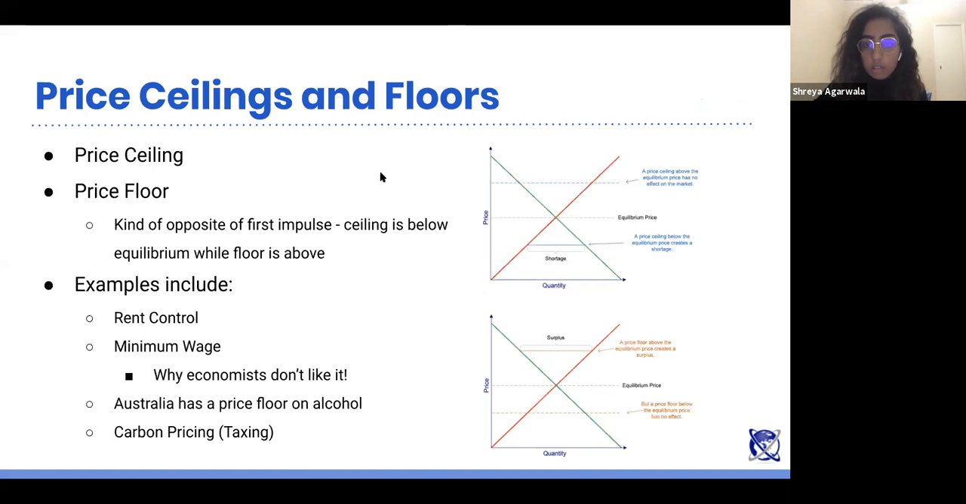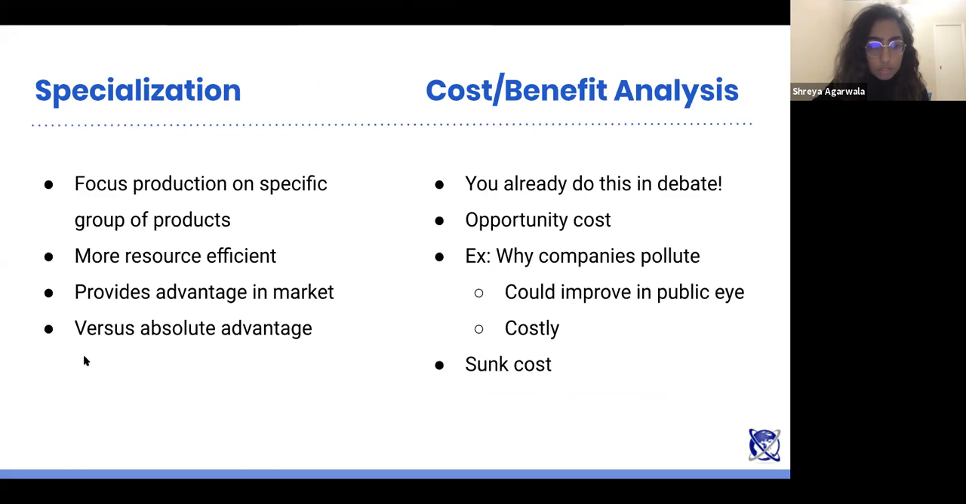Here, let me write this out. Country A produces 200. Oop, that looks so bad. And country B produces 300. So country B has the absolute advantage because they're producing more products in general. But country A can have the comparative advantage because let's say every day they produce 200 products, but country B produces 300 products every 2 days. All right, you get the concept.